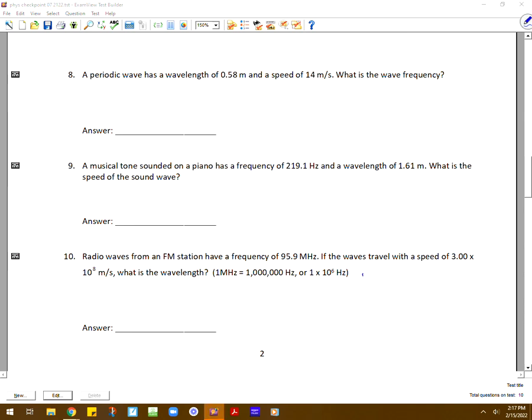So if we start from velocity equals frequency times wavelength, and we're trying to find wavelength, we divide both sides by frequency. So velocity over frequency equals wavelength. The way I put this in my calculator is 3 times 10 to the 8th divided by, since 1 megahertz is 1 times 10 to the 6th hertz, 95.9 times 10 to the 6th. And it should give you your answer, which was about 3.13 meters.